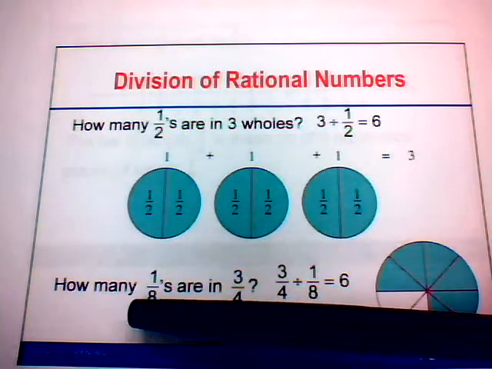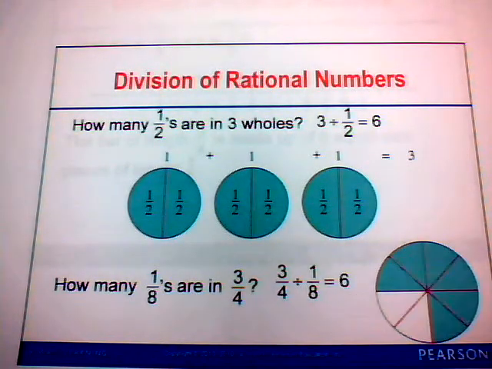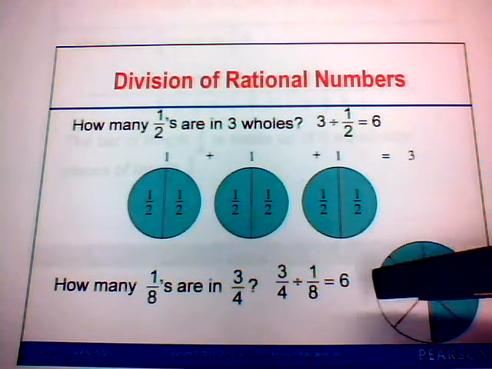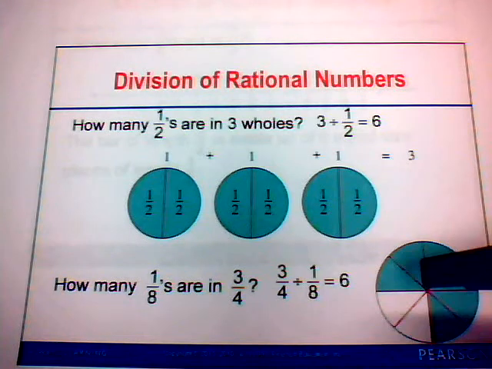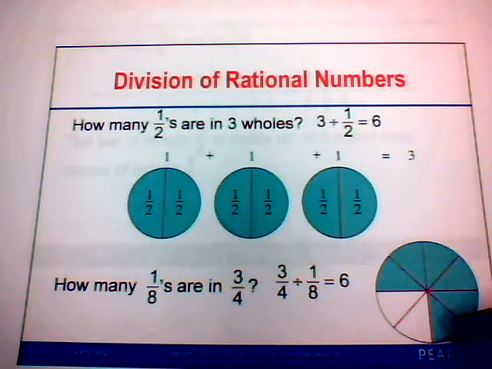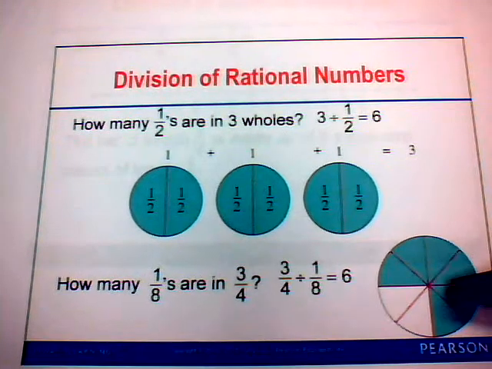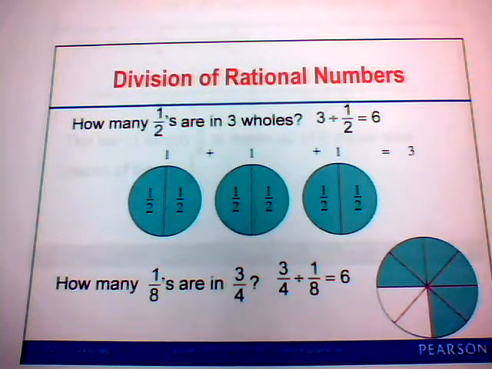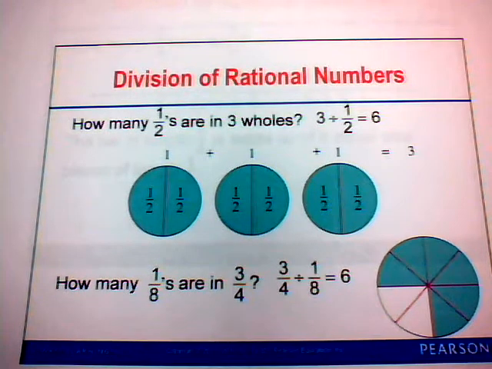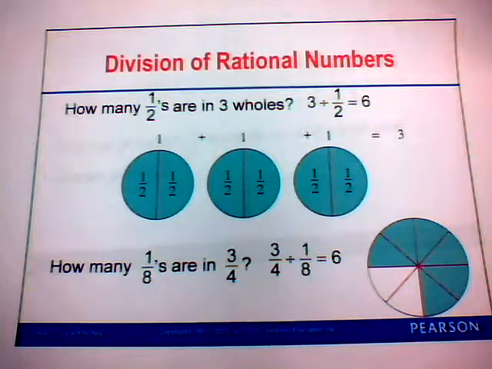Okay, and then next is how many 1/8s are there in 3/4. So here, if we have 3/4, and then we split this up into 8ths, and you want to know how many 1/8s there are, you have 1, 2, 3, 4, 5, 6. So this is another representation of 3/4 divided by 1/8 equal to 6.